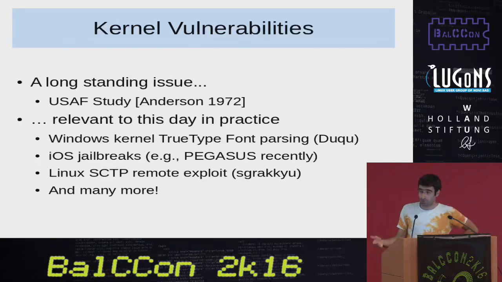iOS jailbreaks very often use kernel exploits. Very recently, there was the biggest exploit, which is a use-after-free vulnerability. And also very interesting in Linux's case is the SCTP vulnerability, the remote kernel exploit based on the network protocol. That you can find in Phrack, and there's also a book called Attacking the Core, which is excellent. And there are many, many more examples if you're interested in that area.